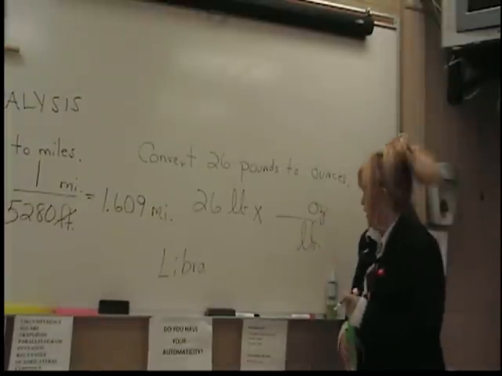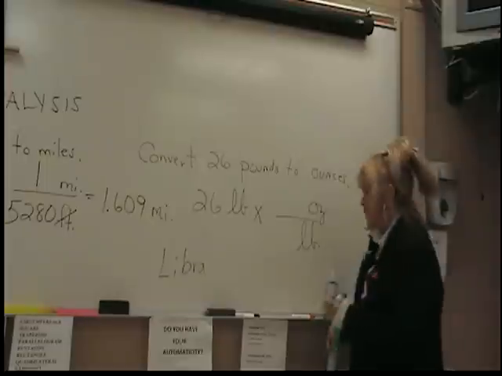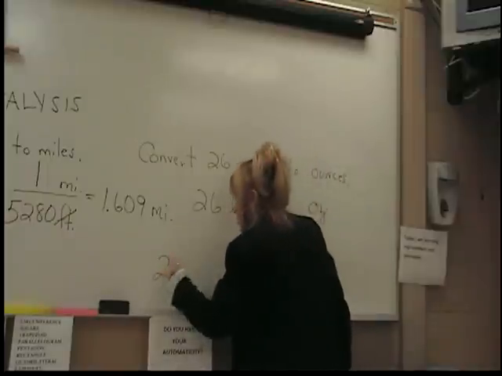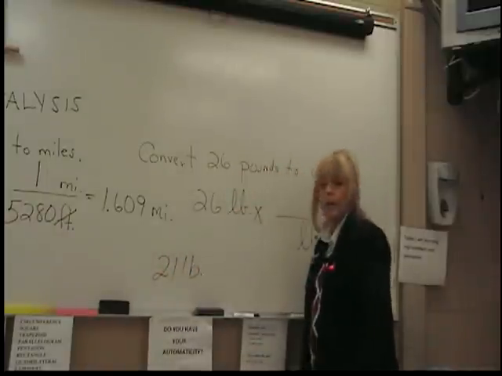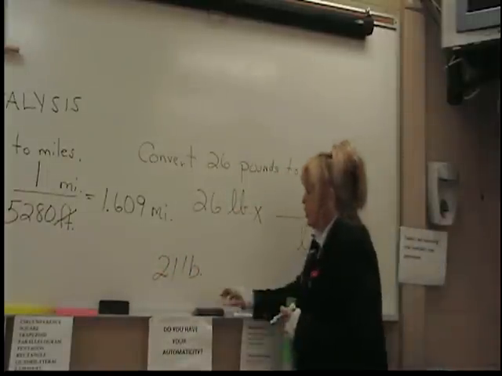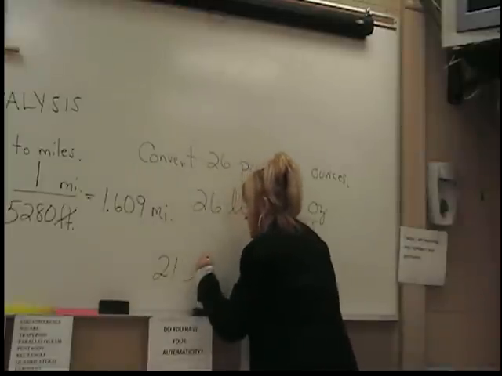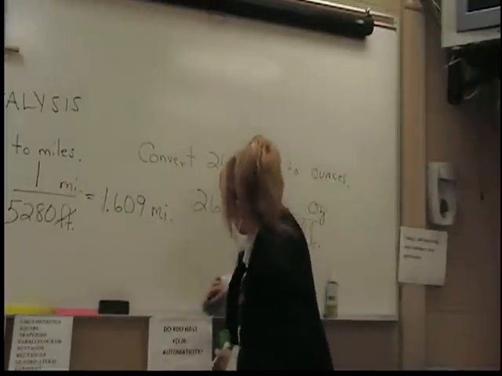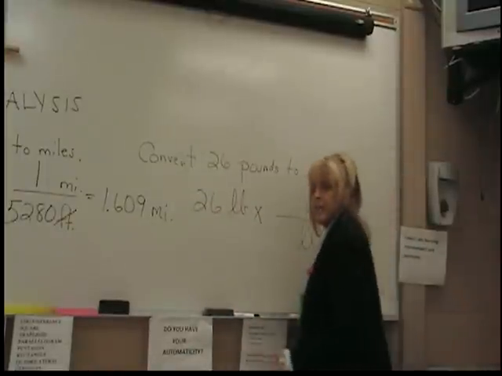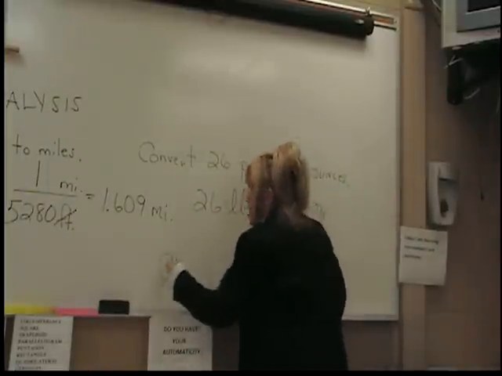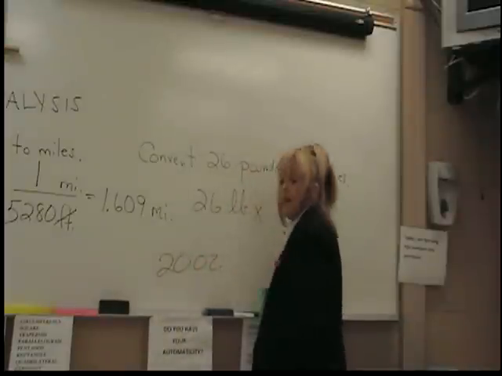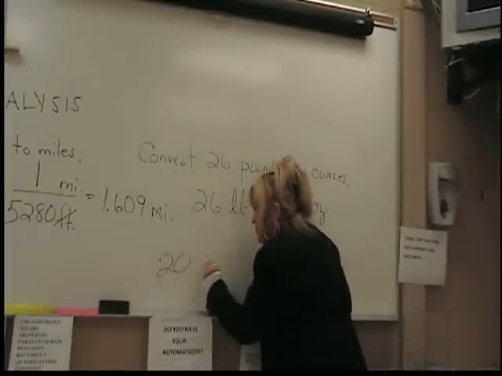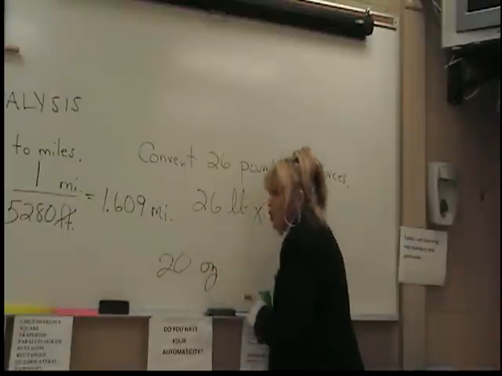Write it in cursive, because if you don't, watch this. Let's say I write 21 pound. That looks like 211B. So you should write 21, skip a space, pound, in cursive. The same thing with OZ for ounces. Let's say you write 20 ounces. That looks like 200Z. So write 20, skip a space, OZ in cursive.